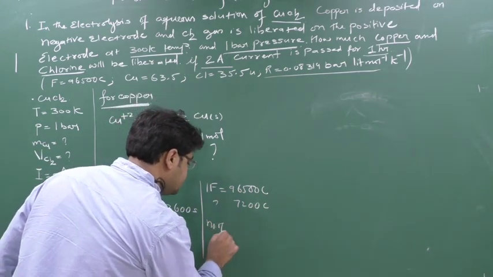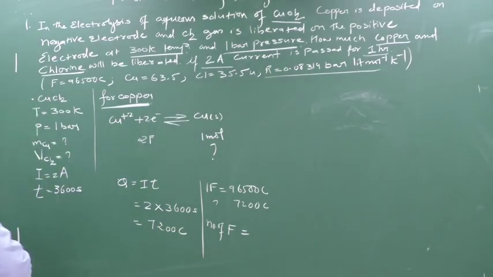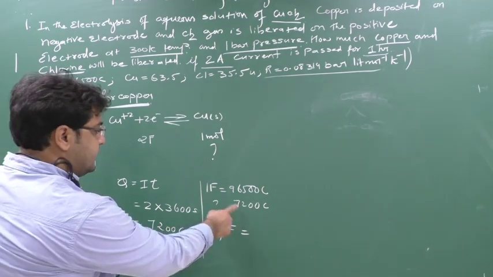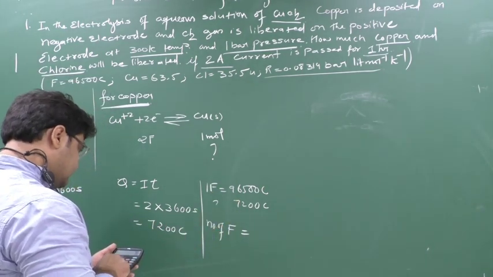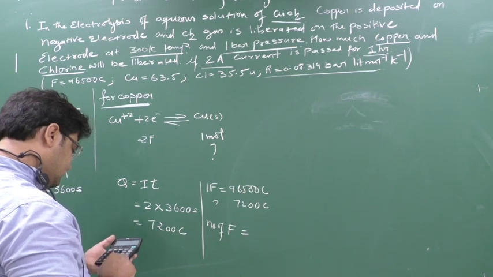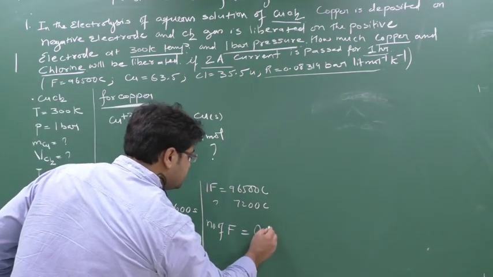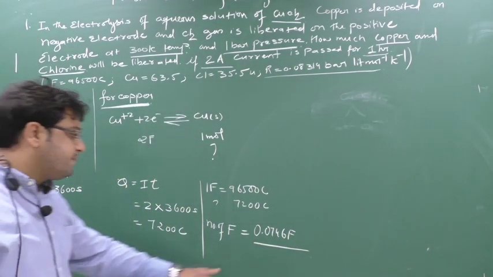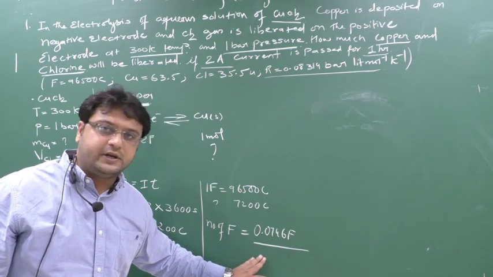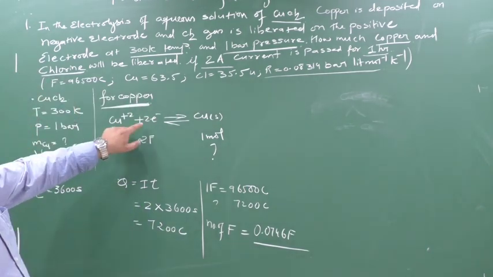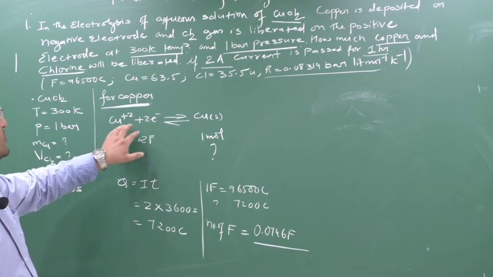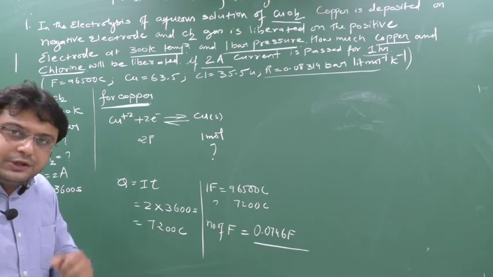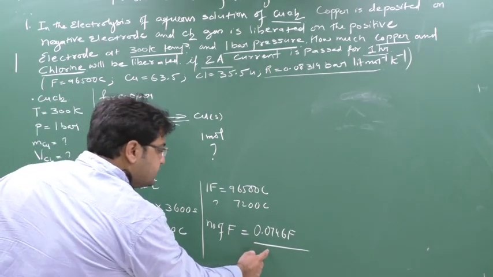Therefore number of Faradays equals 7200 multiplied by 1 divided by 96500. I will get 0.0746 Faradays. Means in this question how much Faraday are we supplying? We are supplying 0.0746 Faraday. Now come back. Cu plus 2 electrons gives Cu. Means on supplying 2 Faraday, I am getting 1 mole. In the actual problem, how many Faradays are applied? This much Faraday.